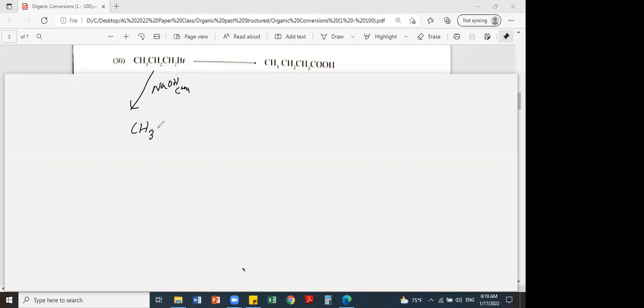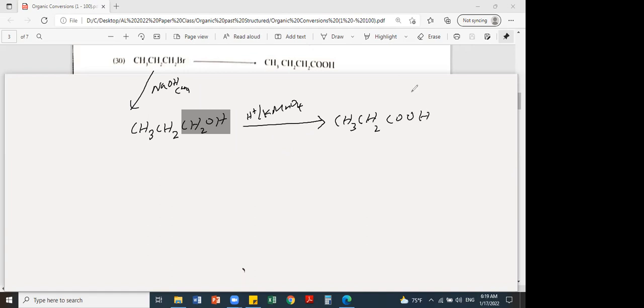Then what we have done, CH3, I told you can do this in two steps, CH2OH. Now you are putting acidified KMnO4, what will happen? Will you get this product or any other product? Actually, this is what you get. This part gets oxidized to COOH when you put acidified KMnO4. This entire carbon gets oxidized to CH3, CH2, COOH.